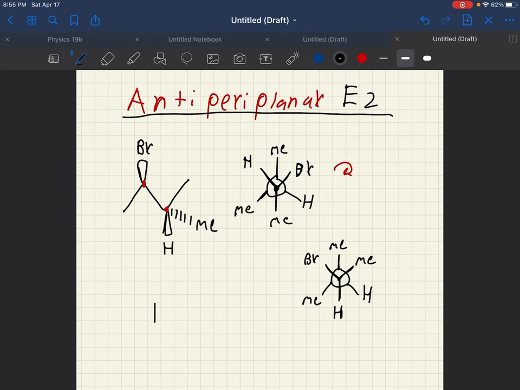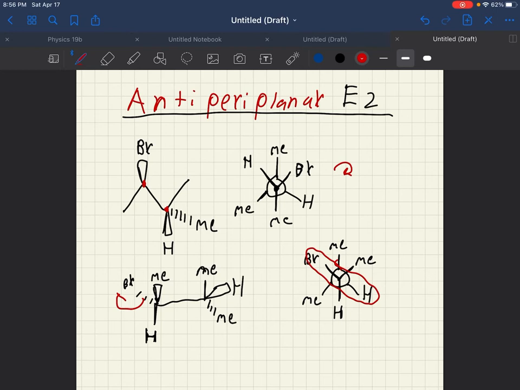So I got hydrogen down in the front, I have methyl up in the back, I have methyl on a wedge, bromine on a dash, and then I have methyl down, and I have hydrogen up. So what's going to happen here now is, as you can see, I have that anti-periplanar geometry right here.